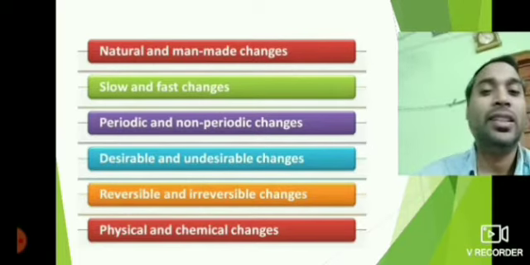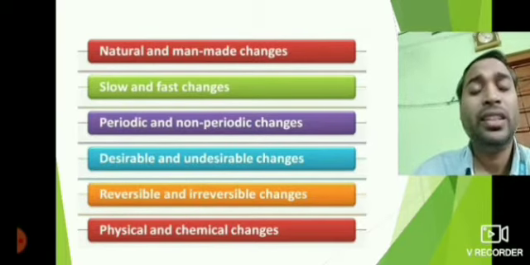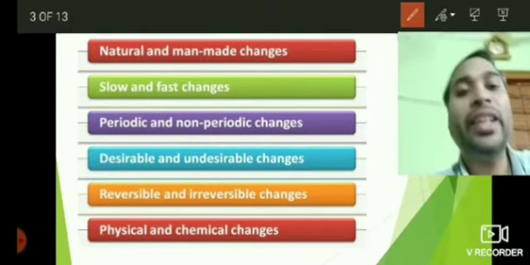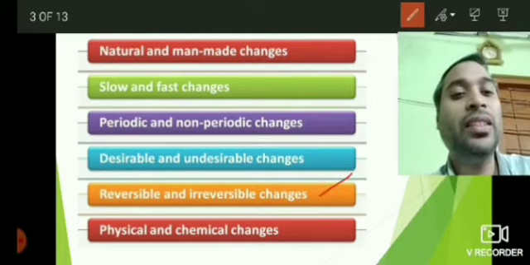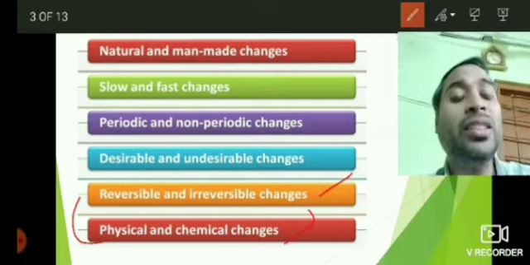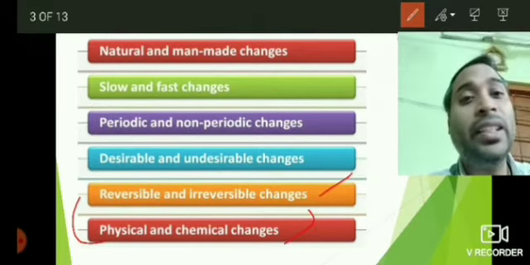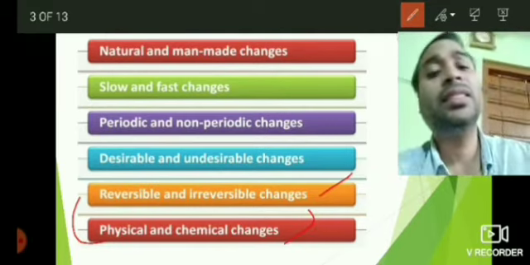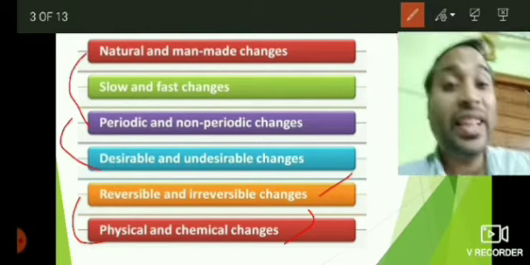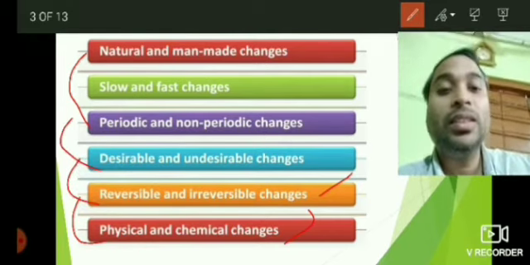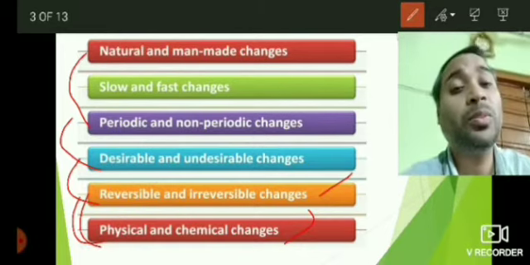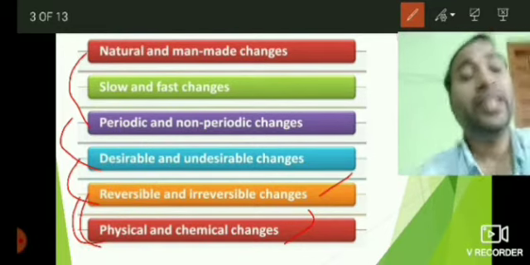So these are the various types of changes that we may see in our surroundings. Some of them are related to each other, like if we talk about reversible and irreversible changes, they are related to physical and chemical changes, and how they are related we'll discuss that. Then again, some of the changes which are natural can be periodic, can be desirable, can be reversible, and can be physical. So it depends on their properties in which category they come.